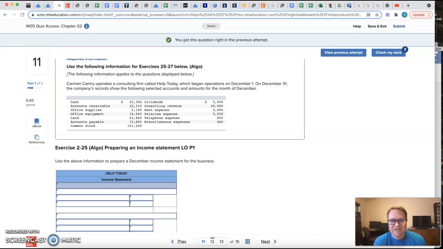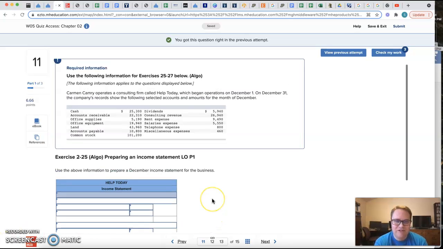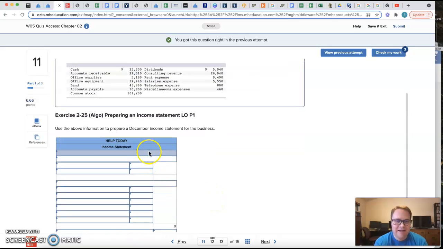And it gives us some information at the top of the screen here for a specific company that will remain the same for each of the three questions. My understanding is your numbers may be a little different than the numbers I have, so we'll just go over what would be needed to be included, and you can enter your own numbers and make sure the calculations work out on your end. So to begin with, we'll do the income statement for a firm called Help Today.